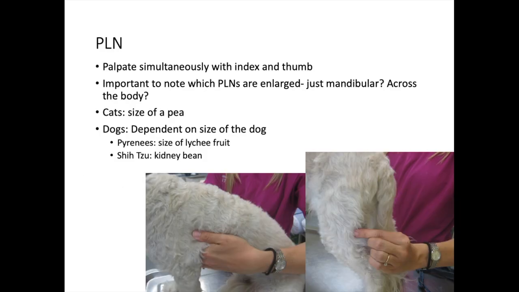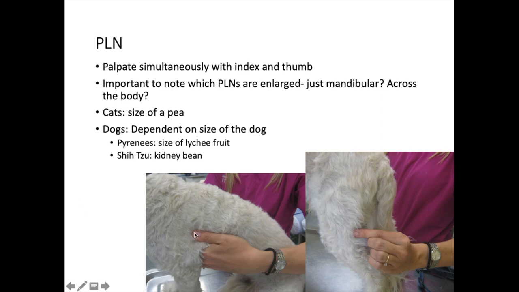When we palpate them, we palpate simultaneously with the index finger and the thumb. And it's important to note which ones are enlarged. So is it just mandibular, which might just be dental disease, or is it everywhere? Because if they have enlarged lymph nodes all over the body, that's much more of a concern than, let's say, just enlarged lymph nodes in the mandibular region. Definitely have a practice of this.